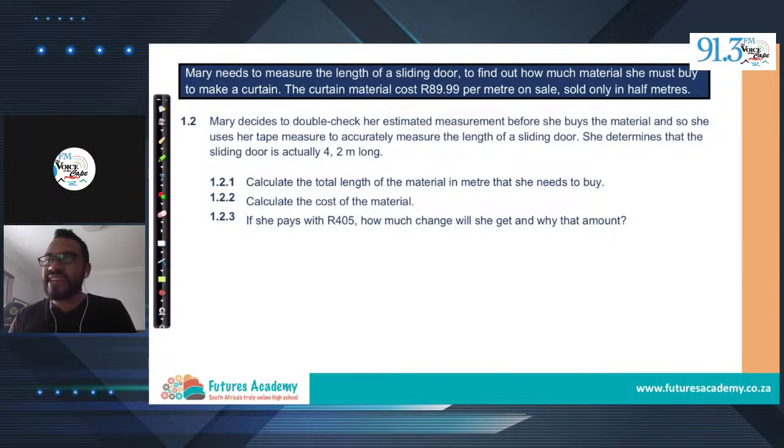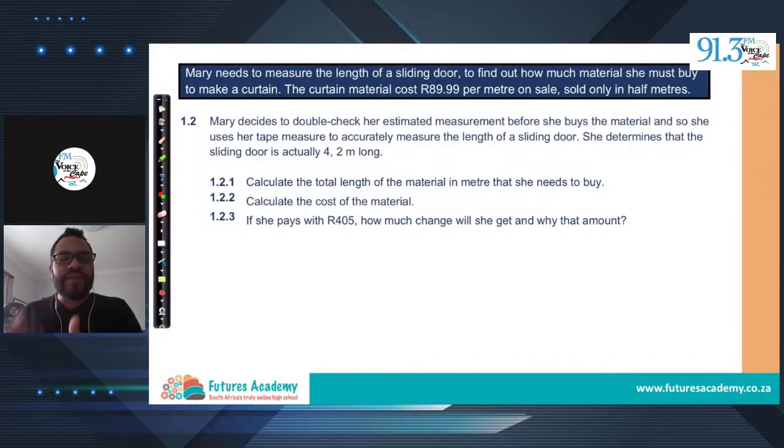In this case, she decides to use a tape measure to accurately measure the length of the sliding door. She determines that the sliding door is actually 4.2 meters long. The first question, 1.2.1, says calculate the total length of the material in meters that she needs to buy. Once again, the context here is very, very important. We know that she can only purchase in half meters. The sliding door is 4.2 meters.